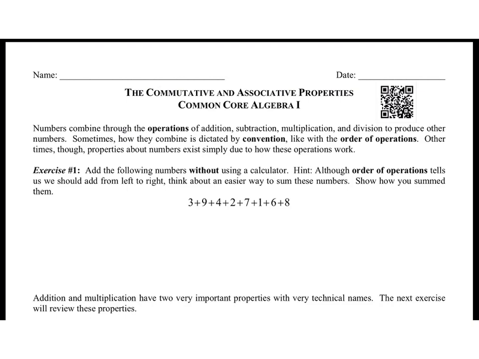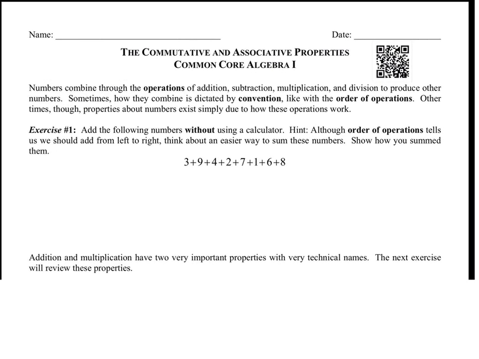All right, numbers combine through the operations of addition, subtraction, multiplication, and division to produce other numbers. Sometimes how they combine is dictated by convention, like with the order of operations. Other times the properties about numbers exist simply due to how those operations work. So we're going to add the following numbers without using a calculator.